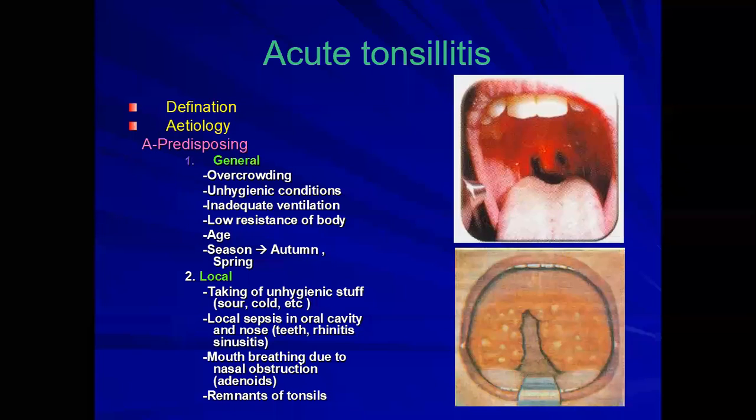In the picture you can see a well red area over the tonsillar site, along with the uvula and all this. This is a picture of acute tonsillitis.